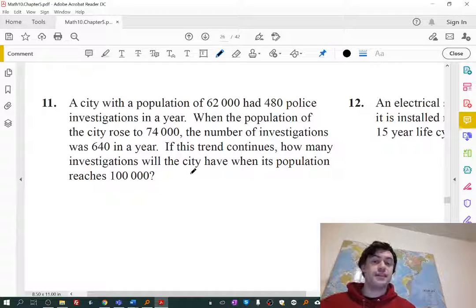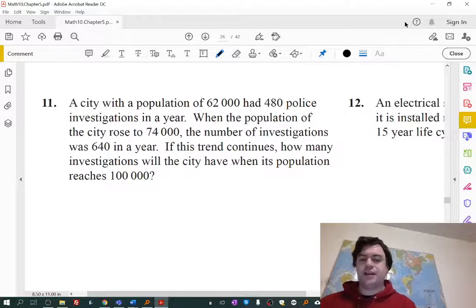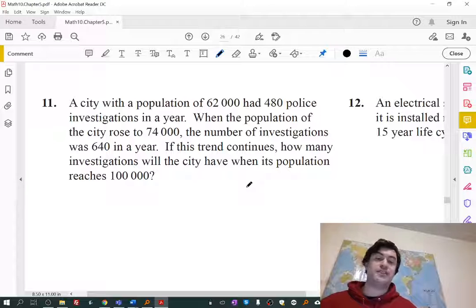In this question, it says that there's a city with a population of 62,000 people, and they have 480 police investigations in a year. And then when the population rose to 74,000, the number of investigations was 640. So they're wondering if this trend continues, then how many investigations will they have when the population reaches 100,000?